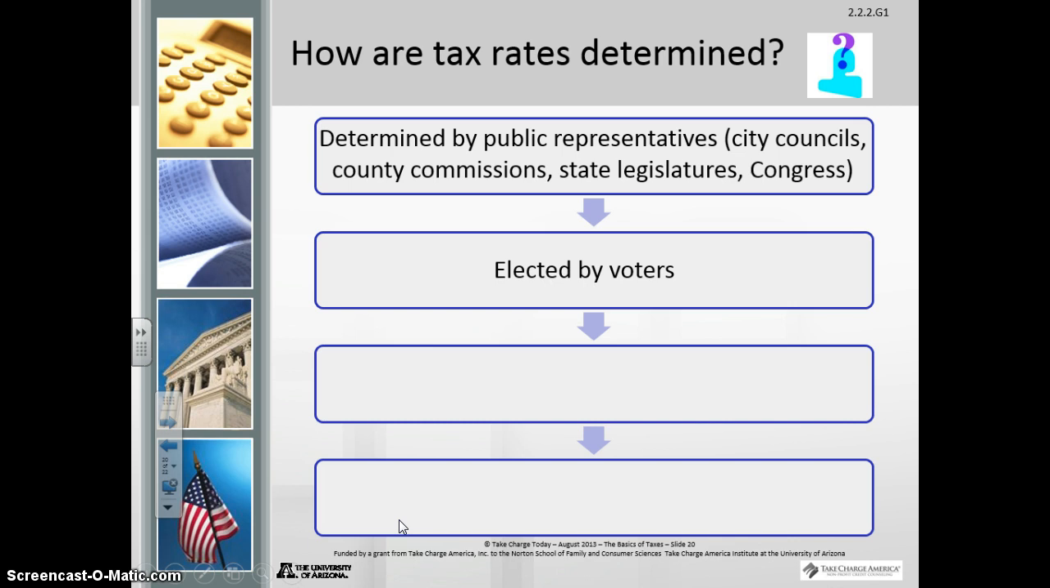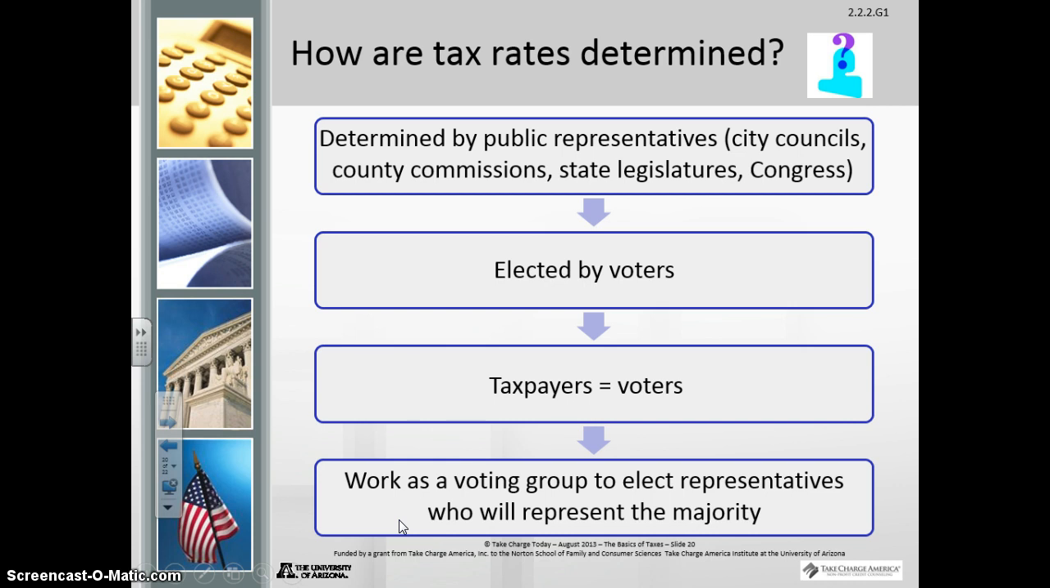I mean, it does stem from that, and the laws stem from the top and move down. But here, for example, in Pitt County, you are concerned with who is on the city council, who are the county commissioners, who are your state legislators, and who is in your Congress. Taxpayers equals voters. If you pay taxes, you vote. That simple. Work as a voting group to elect representatives who will represent the majority.